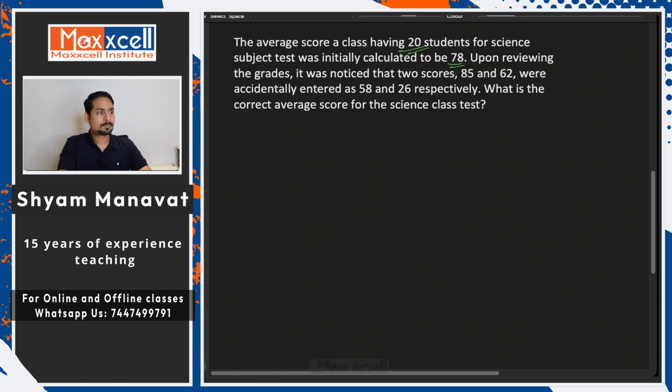Now see this. First of all you need to understand which is wrong and which is right. Notice that 85 and 62 were accidentally entered as 58 and 26. So these are the wrong ones. Which are the wrong ones? The red ones, I am marking with the red color. These are entered, so first we need to take them out. Take out 58, which actually was 85. We need to add that.